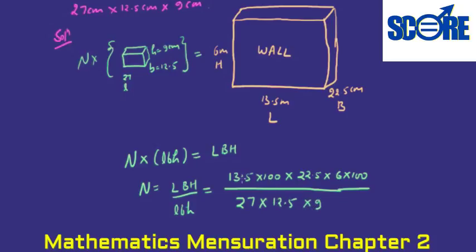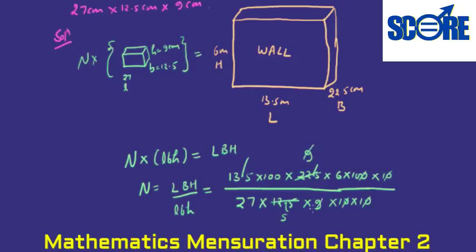Now we have to remove the decimals. First we remove this decimal, and we put a 0 at the downside. We remove this decimal, we put one more 0 at the downside, and on the denominator side we remove this decimal and put one more 0 on the upside. Now we cancel all the zeros. Now 225 and 125 get cancelled with 25. 225 divided by 25 we get 9, 125 divided by 25 we get 5.